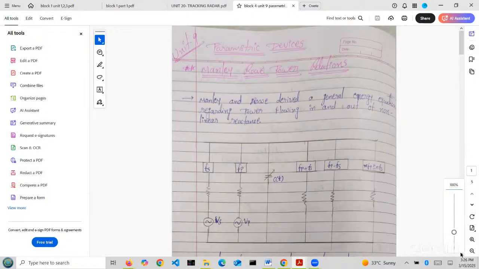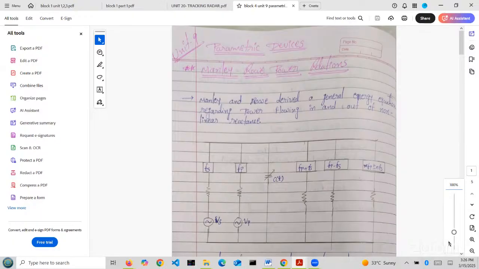We will see, a parametric device is used for non-linear reactance, or we can use this for time varying reactance. Parametric devices are useful for non-linear reactance or time varying reactance devices. All varactor diodes present, whatever using that, is also called a parametric amplifier. In this we will see the first topic is Manley-Rowe power relation.